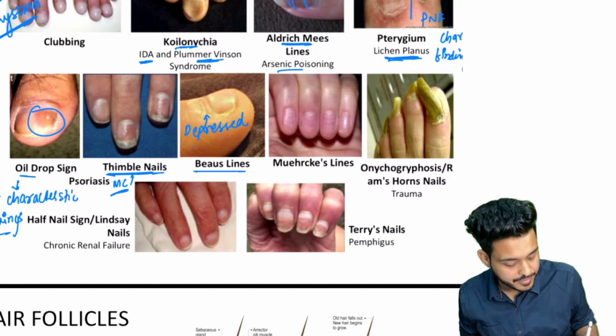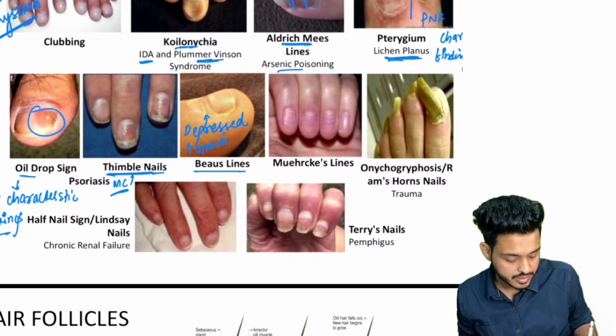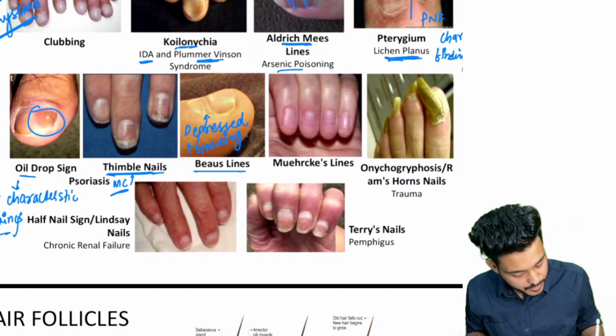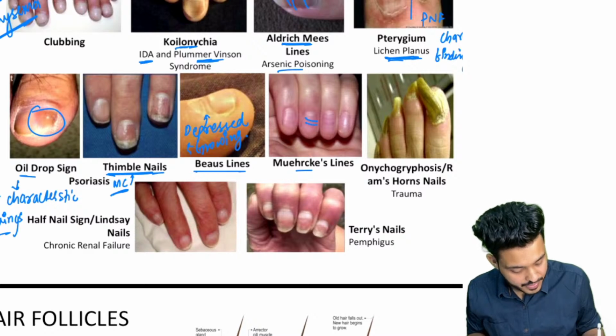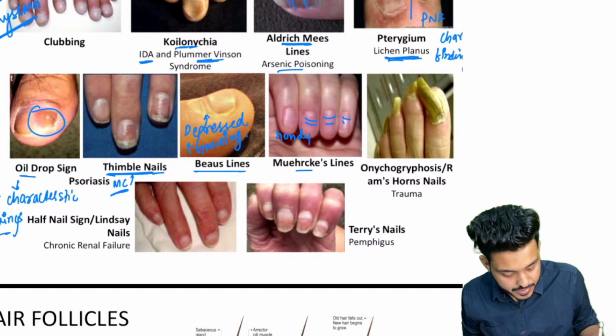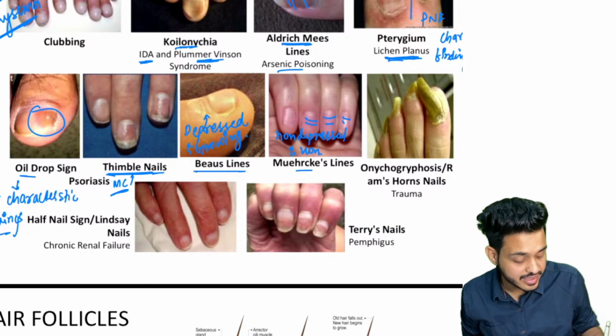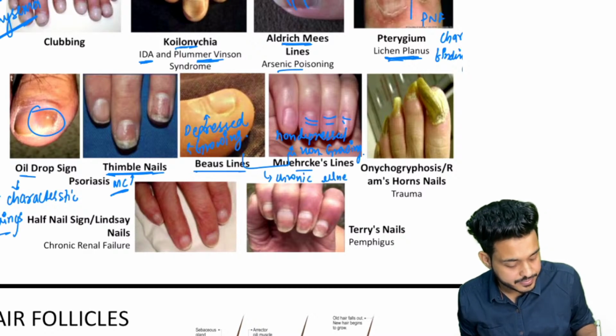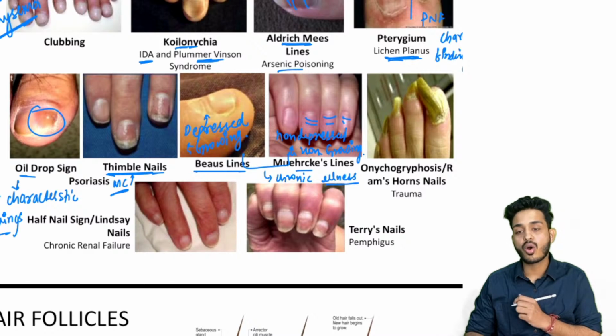These are basically depressed and growing lines. Okay, this one is your Muir case line. These are non depressed and non growing. Muir's line is non depressed and non growing, and both of them are seen in chronic illnesses.